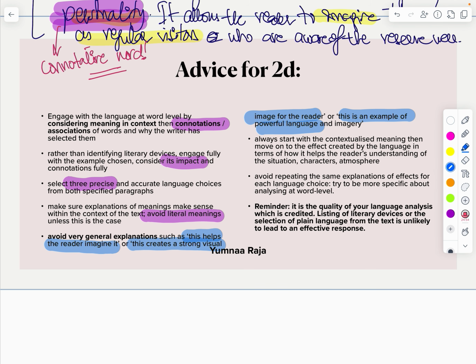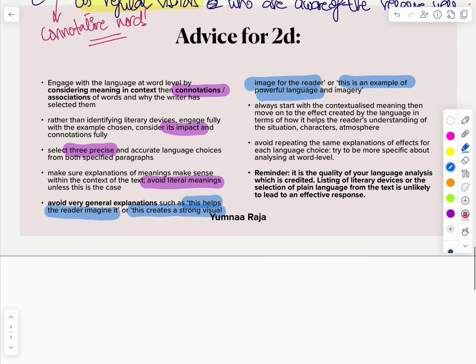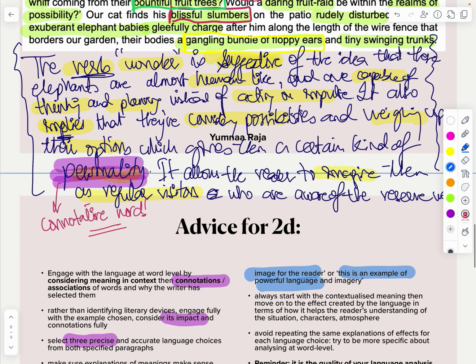Always start with the contextualized meaning. If there is a specific meaning in a text, you can engage with it. However, examiners actually give you marks for an understanding of the situation, characters, and the atmosphere. Avoid repeating the same explanation of effects. Please keep that in mind as well. And lastly, it is the quality of your language analysis which is going to get you the mark, and not one example on its own. So all three examples, when you put them together, this is something that will get you the mark. So it's the quality of your language analysis, not in fact one example at a time. So this is something that you can keep in mind for this.